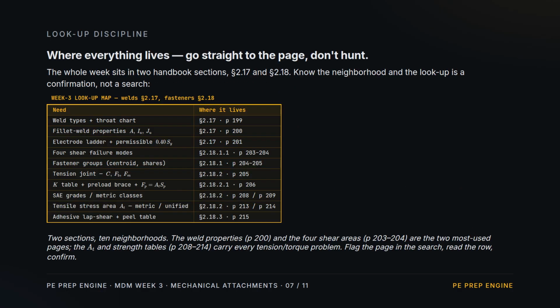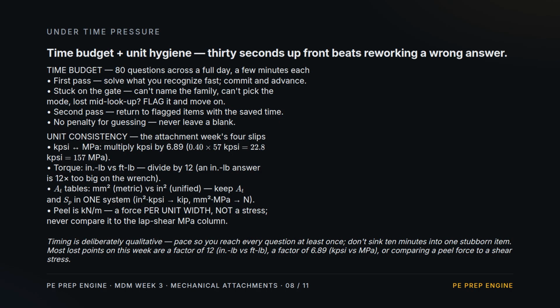Lookup discipline, where everything lives. The whole week sits in 2 handbook sections, welding and joints and fasteners. The weld properties table and the 4 shear failure modes are the 2 pages you'll open most. The stress area and strength tables carry every tension and torque problem, and the adhesive table closes the set. Know the neighborhood, jump to the page, read the row, and confirm. Never hunt mid-exam.